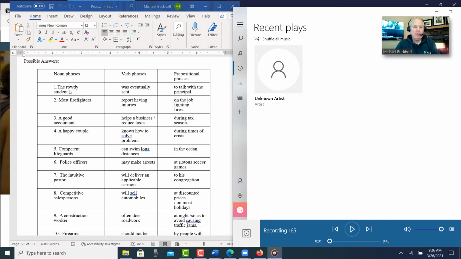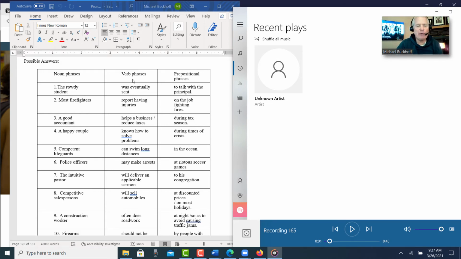The rowdy student was eventually sent to talk with the principal. Most firefighters report having injuries on the job fighting fires. A good accountant helps a business reduce taxes during tax season. A happy couple knows how to solve problems during times of crisis. Competent lifeguards can swim long distances in the ocean. Police officers can make arrests at riotous soccer games. The intuitive pastor will deliver an applicable sermon to his congregation. Competent salespersons will sell automobiles at discounted prices on most holidays.